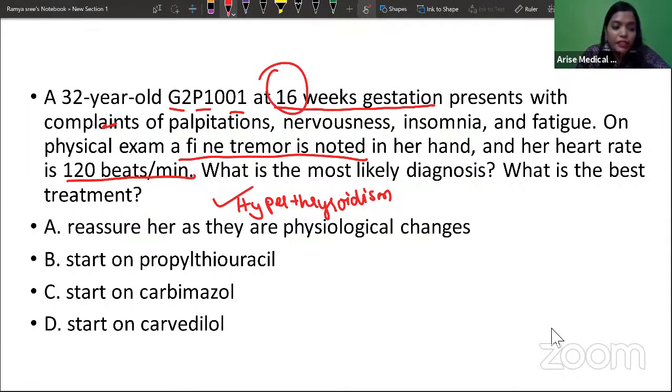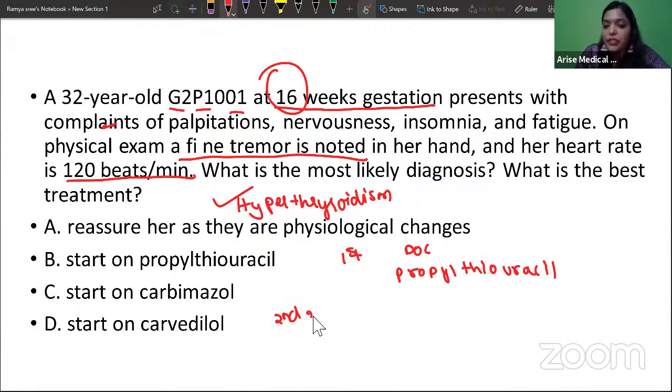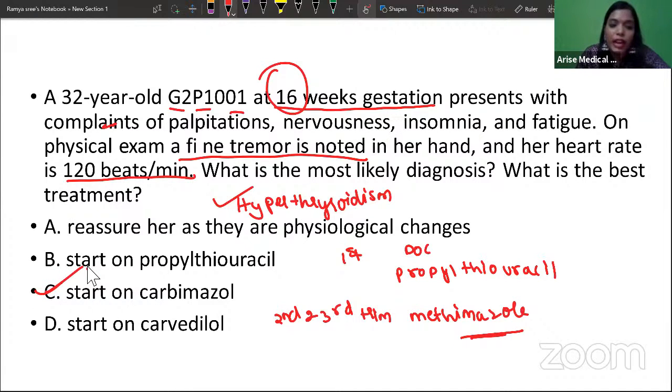The management for hyperthyroidism is, in the first trimester, the drug of choice is propylthiouracil. In the second and third trimesters, the drug of choice is methimazole. Now, as I don't have methimazole, I can go with carbimazole. So that's why the answer here is C. Start on carbimazole.